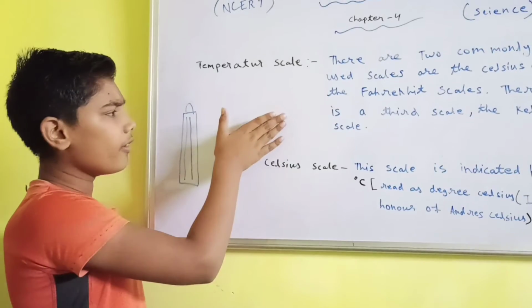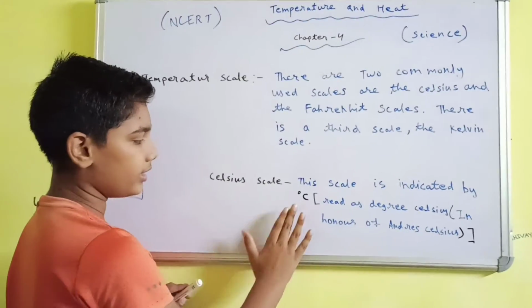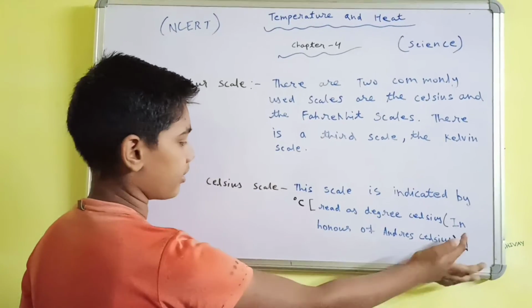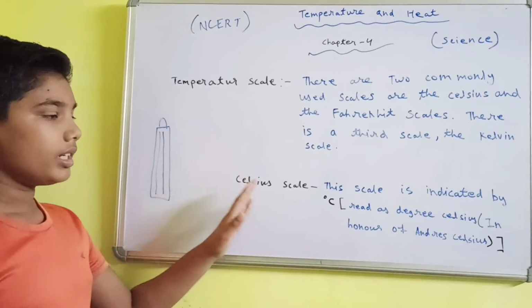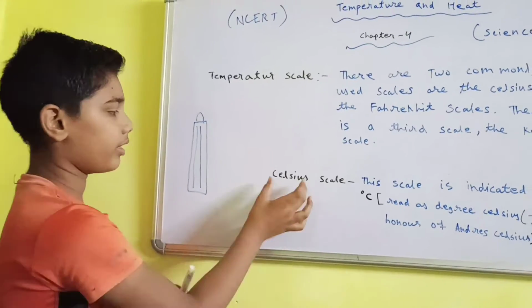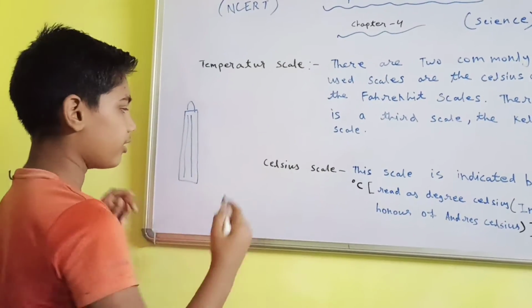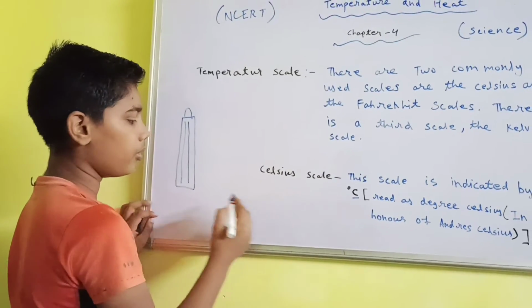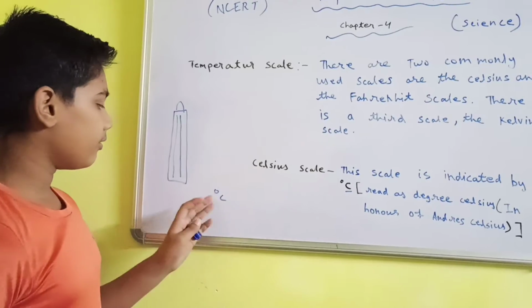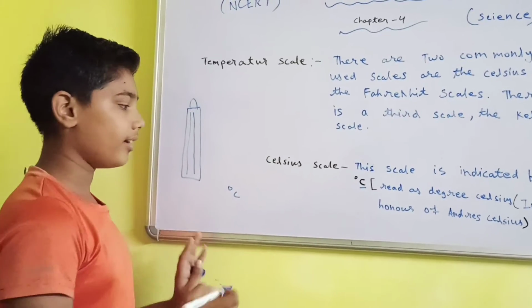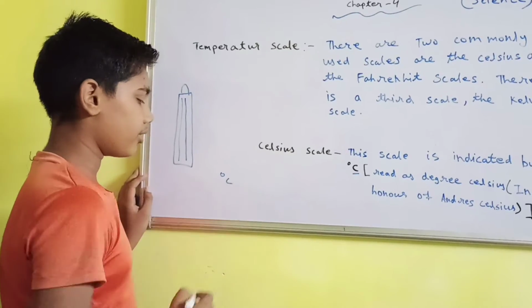So now we will move on to the Celsius scale. The scale is indicated by degree Celsius, read as degree Celsius in honor of Anders Celsius. Because Celsius is a big word and scientists do not have time to write such a big word, they have made a short form: for Celsius, degree Celsius, and we will read it as degree Celsius. In honor of Anders Celsius.